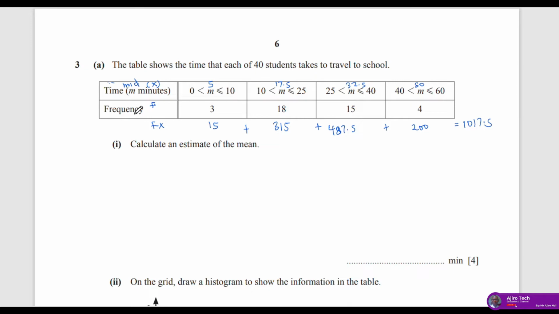And then the sum of frequency, if I add all this together, sum of f is 40, because it was stated at the beginning that there are 40 students. So this one is sum of fx. So the mean is summation of fx divided by summation of f. Sum of fx is this one, 1017.5. Sum of f is 40. If you divide, you get your answer.